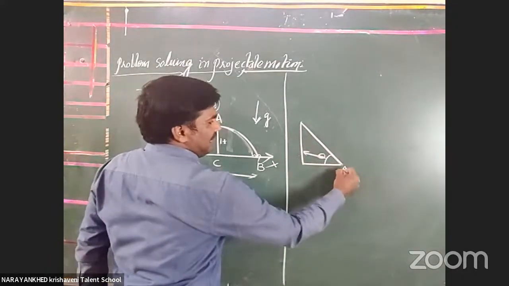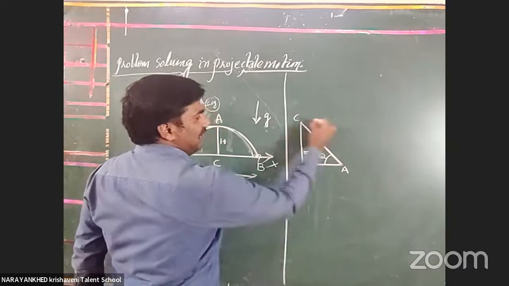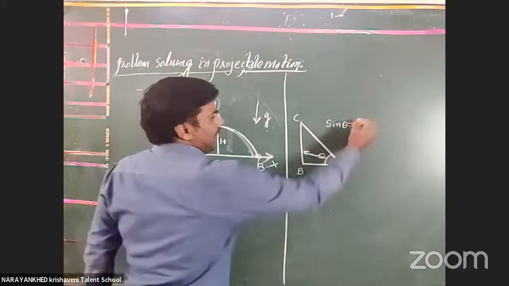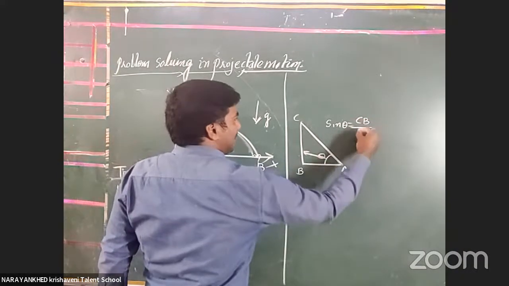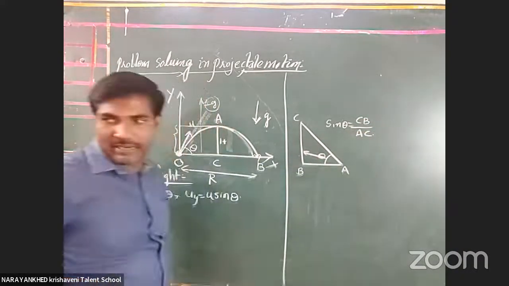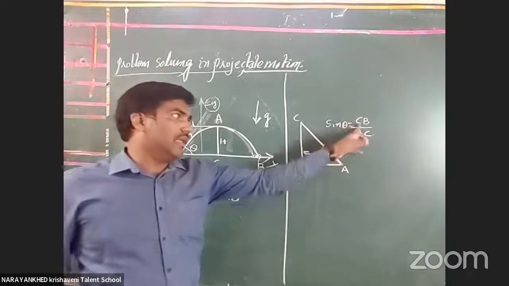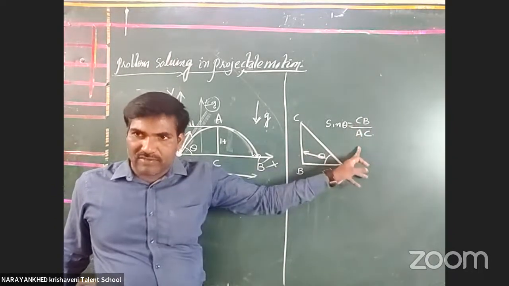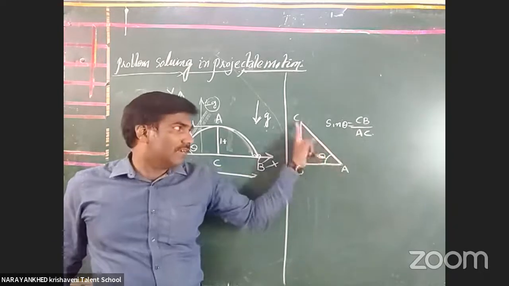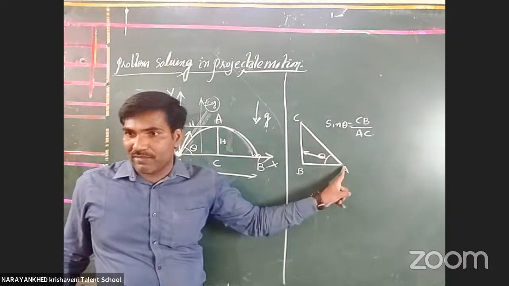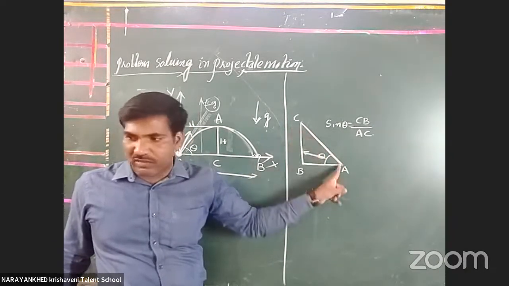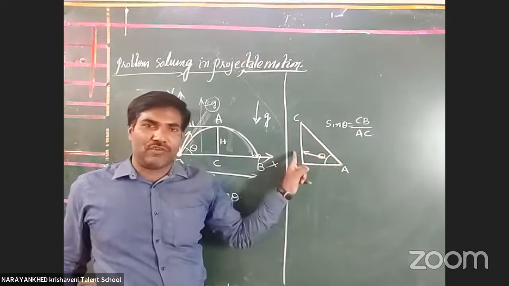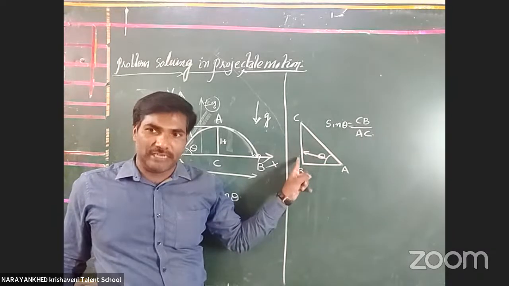Suppose the triangle is taken as A, B, C. In this one, sine theta is equal to CB by AC. Already we have discussed it so many times. This is CB by AC: opposite side by hypotenuse. Clear or not? In the triangle it is called the hypotenuse. This is the opposite side, opposite to the theta.